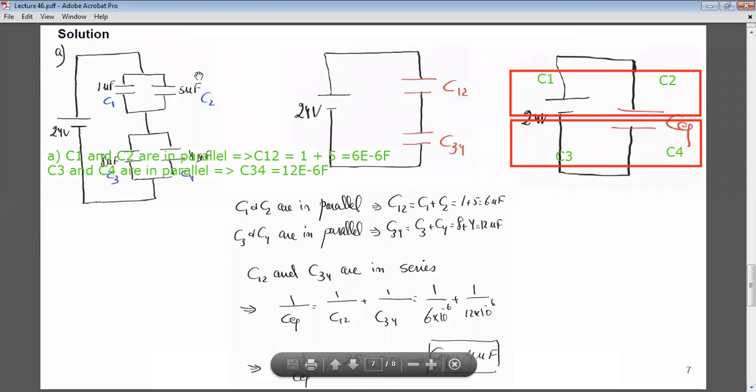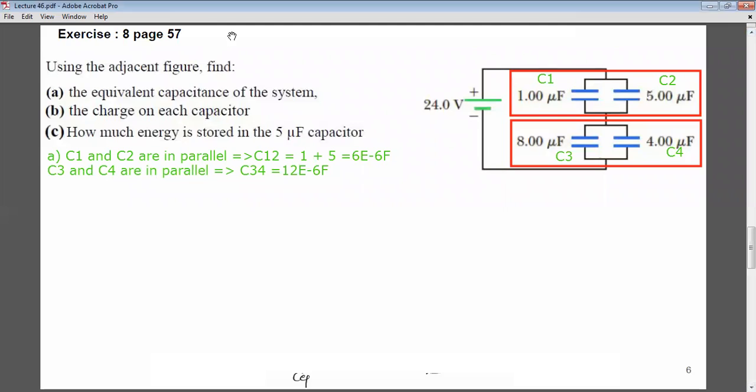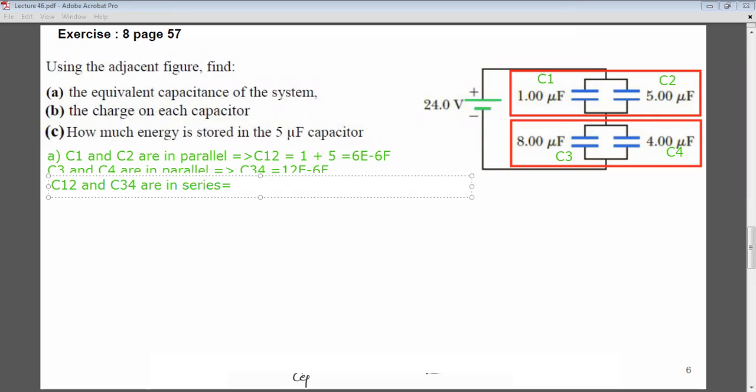In this drawing, after I get C12 and C34, one can see that these two are in series. So back here, C12 and C34 are in series. So one over C equivalent for the whole circuit is equal to 1 over C12 plus 1 over C34.